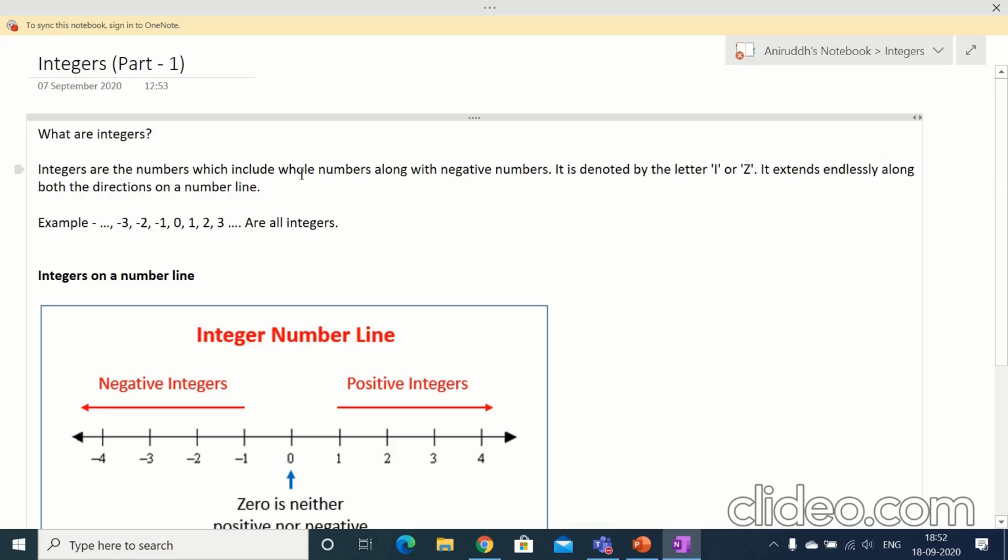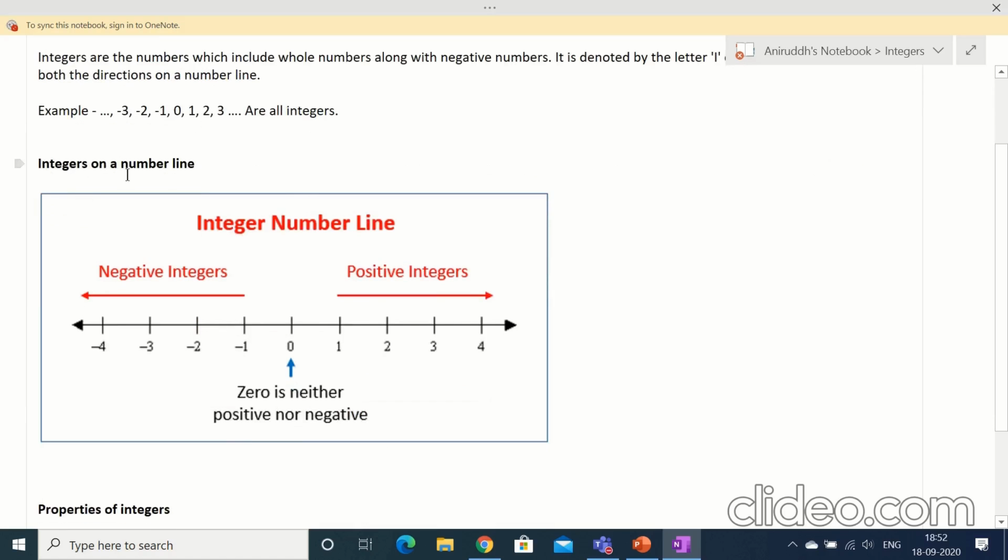So, what are whole numbers? Well, the natural numbers like 1, 2, 3, 4 along with 0 form whole numbers, and these whole numbers along with negative numbers form integers. So integers are denoted by the letter I or Z. It extends endlessly along both the directions on a number line. Example, -3, -2, -1, 0, 1, 2, 3 and so on are all integers on the number line.